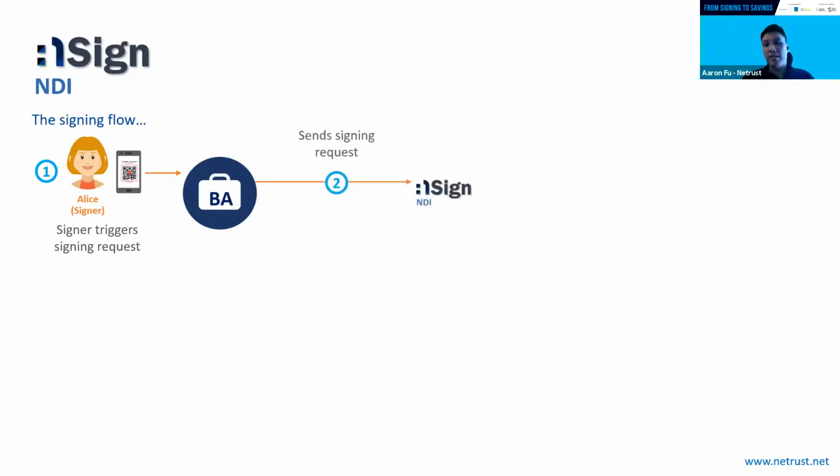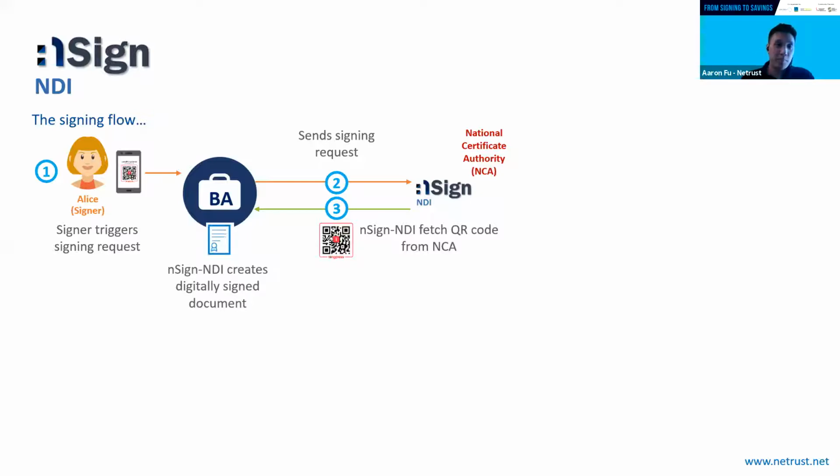The business application will then send that signing request to nSign NDI, and NDI will route this request to NCA, National CA, to fetch this QR code, which you saw in the slides earlier by Mingwei, and we return this QR code to the business application to be displayed to the signer Alice, which Alice will then scan using her SingPass mobile app to authorize the signing. After which nSign would do the digital signature on the PDF document and return this digitally signed document to the business application, which Alice can then download from the business application itself.